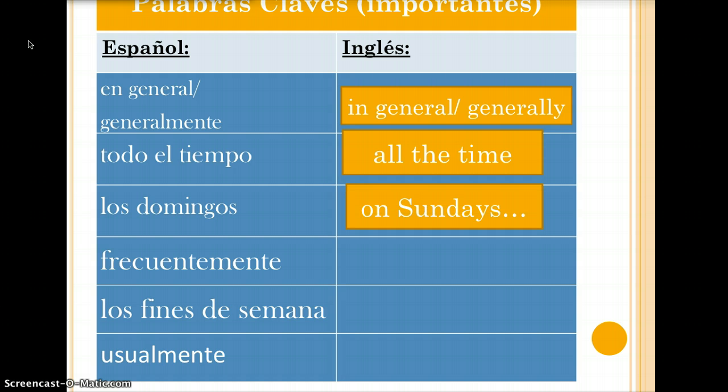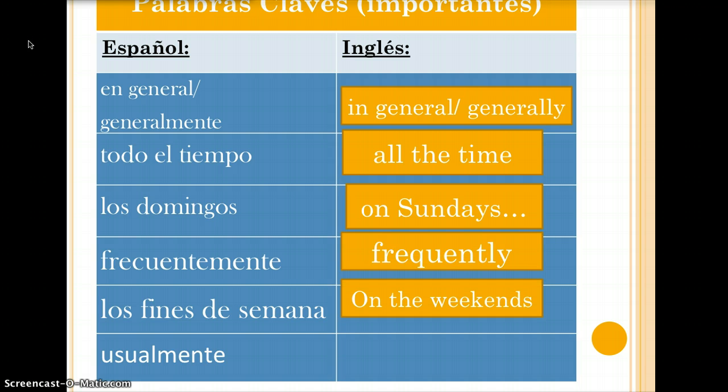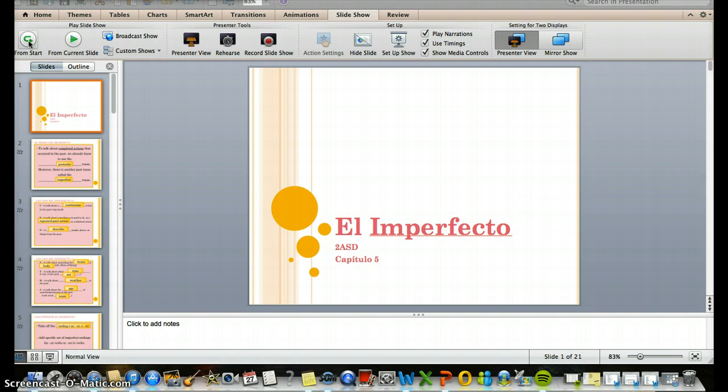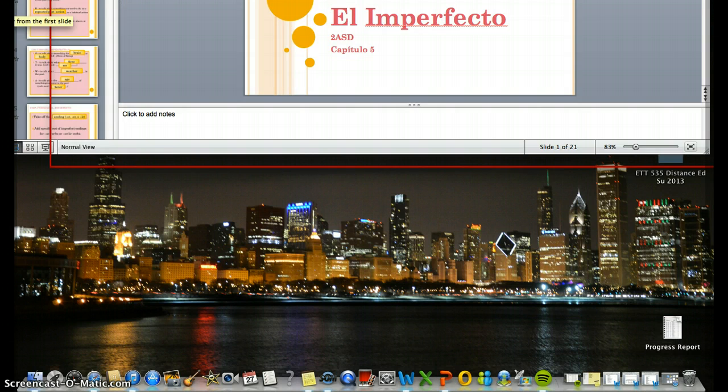Los domingos, on Sundays. Frecuentemente, frequently. Los fines de semana, on the weekends. Usualmente, usually. Again, if you have any questions, please ask in class.